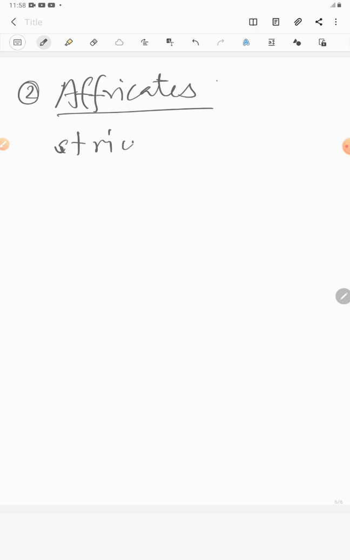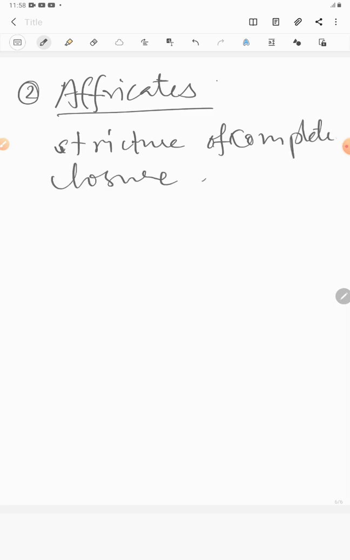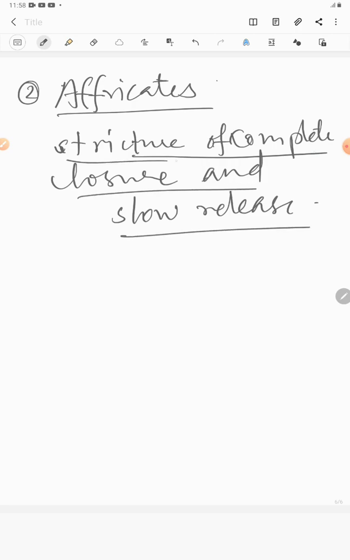A structure of complete closure and slow release. So what happened in plosive consonants? There it is complete closure and the sudden release. So here there is a subtle difference. Here also you have complete closure, but the release is very slow. It's a slow release. Clear? So, what are affricate consonants?